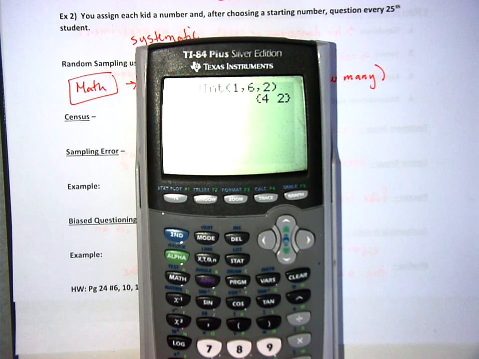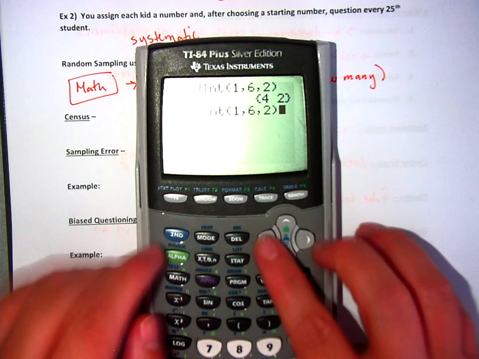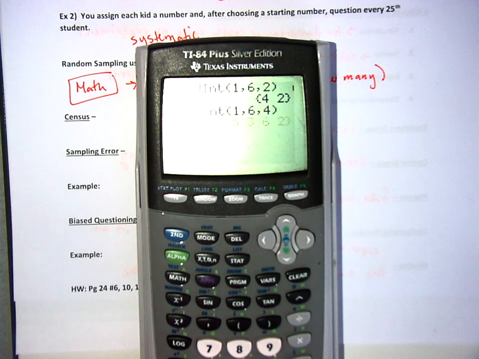How about you, Jocelyn? 4 and 1. 4 and 4. Oh, doubles. 1, 6. So if I wanted to really get 2 people, I'd probably put 4 in here, and then I would just take the first 2 different numbers.